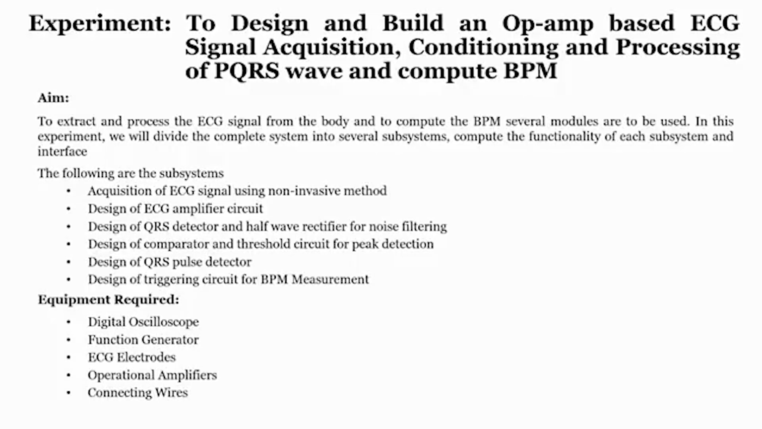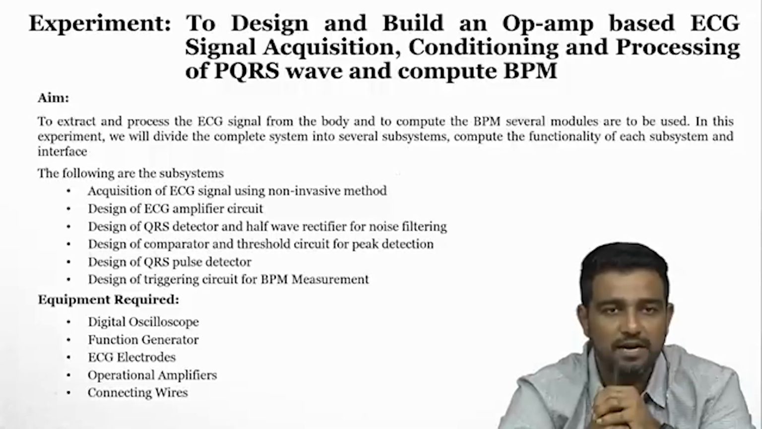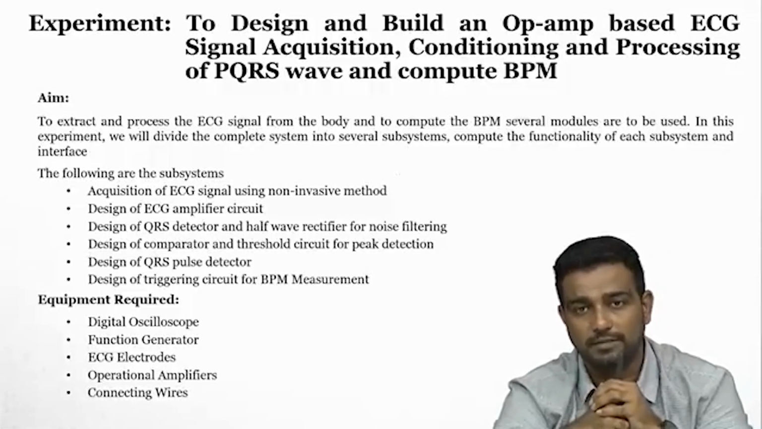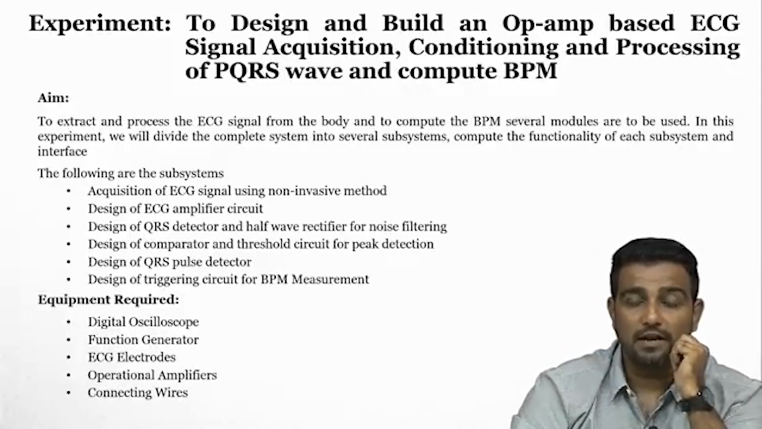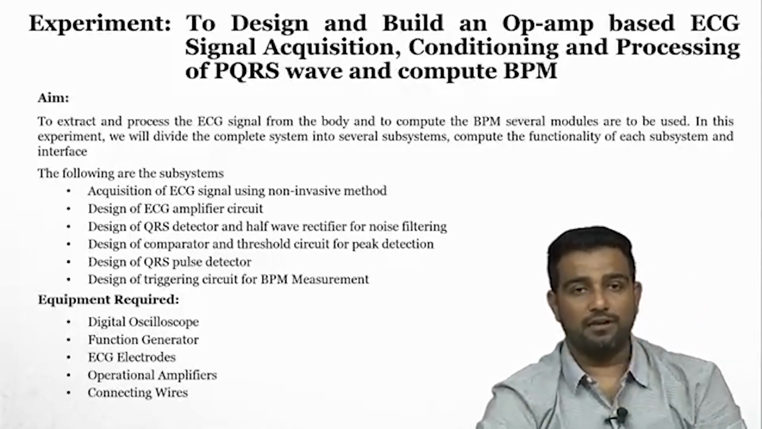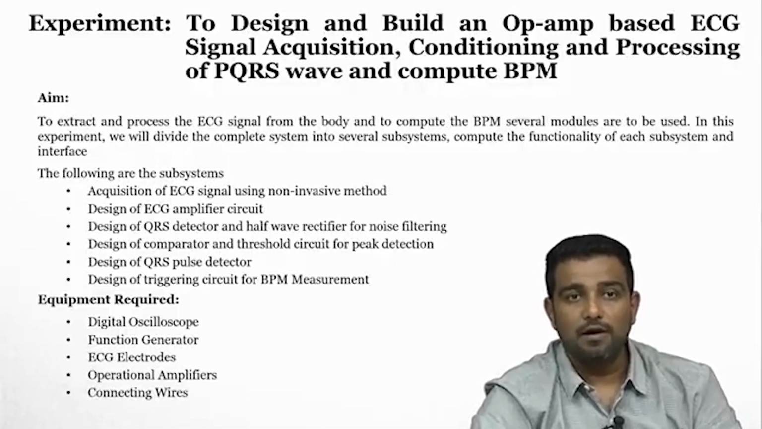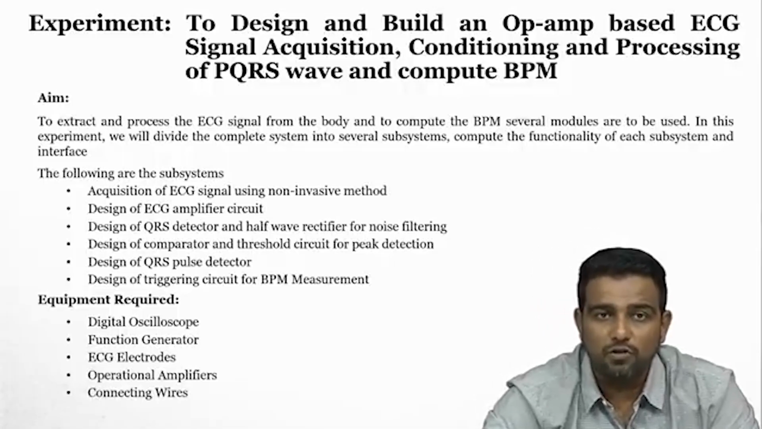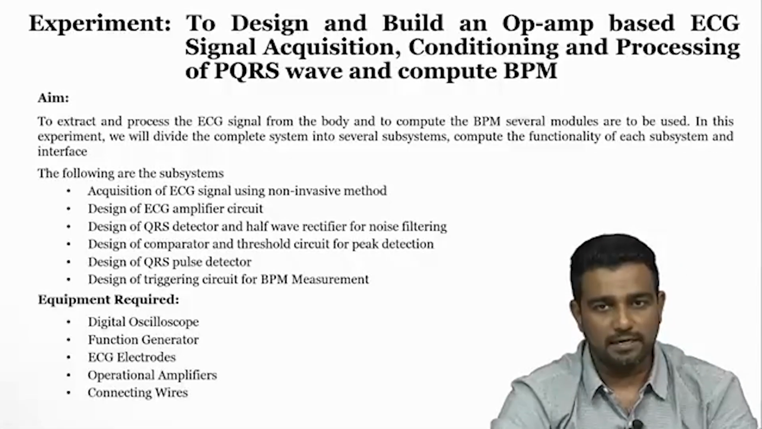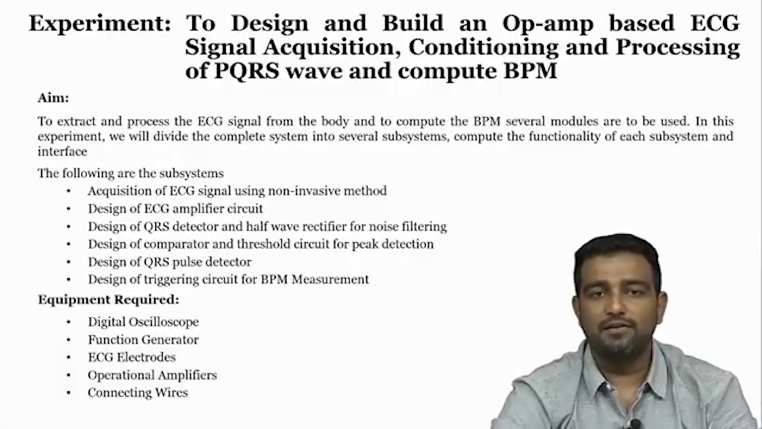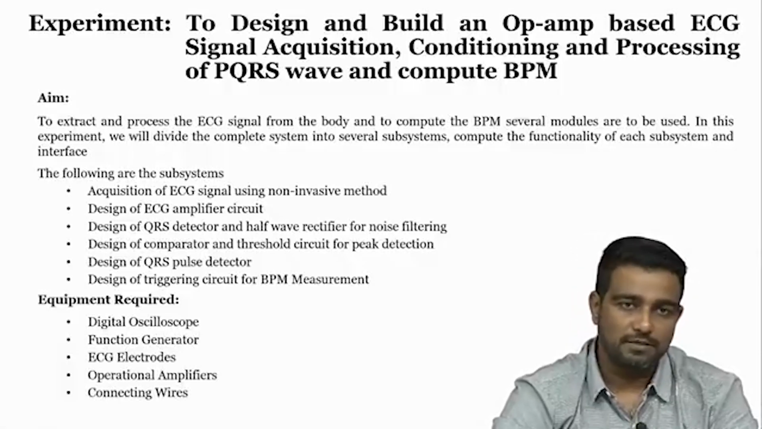First one is acquisition of ECG signal using non-invasive method. Second is design of ECG amplifier circuit. Third thing is design of QRS detector and half wave rectifier for noise filtering. Next one is comparator and threshold circuit for peak detection. Next one would be design of QRS pulse detector, and finally, we will design the triggering circuit for BPM measurement.